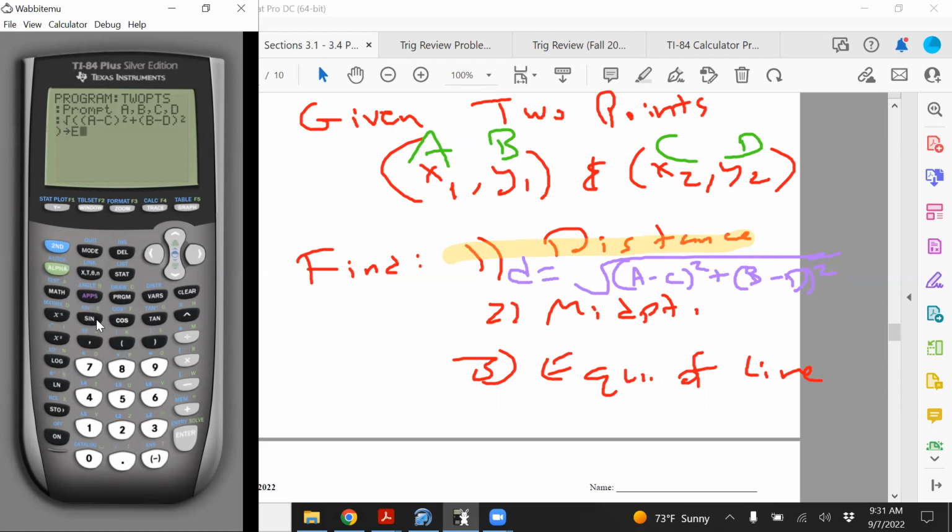So I hope you guys can read that. So doing A minus C squared plus B minus D squared, stores as alpha E. And the store arrow is right above the on button. So this way, once it collects A, B, C, D, it's going to plug it in and store it as E. And then we want to display what E is. So go back to program, I/O, display, alpha E. So at the very least, we've got the distance taken care of.